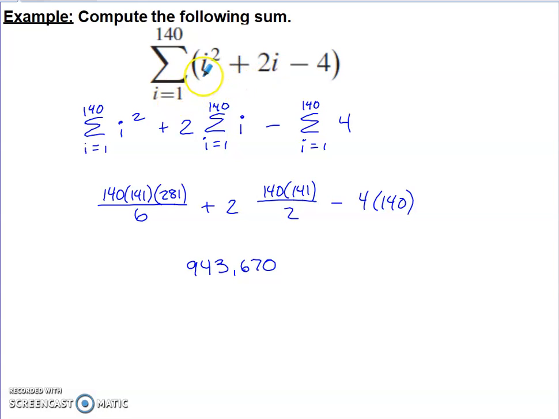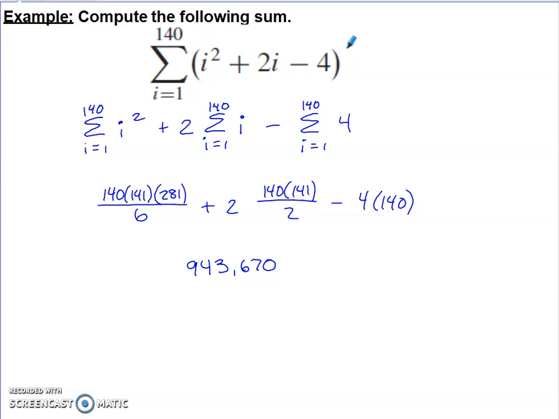I can then put 2 in place of the i's, figure out what that value is. Put 3 in place of the i's. That process is going to be kind of lengthy because I'm going to have to keep upping the index by 1 unit until I get to 140, and then I'm going to have to add up all those values. That direct approach is not wrong, but that is definitely time consuming.